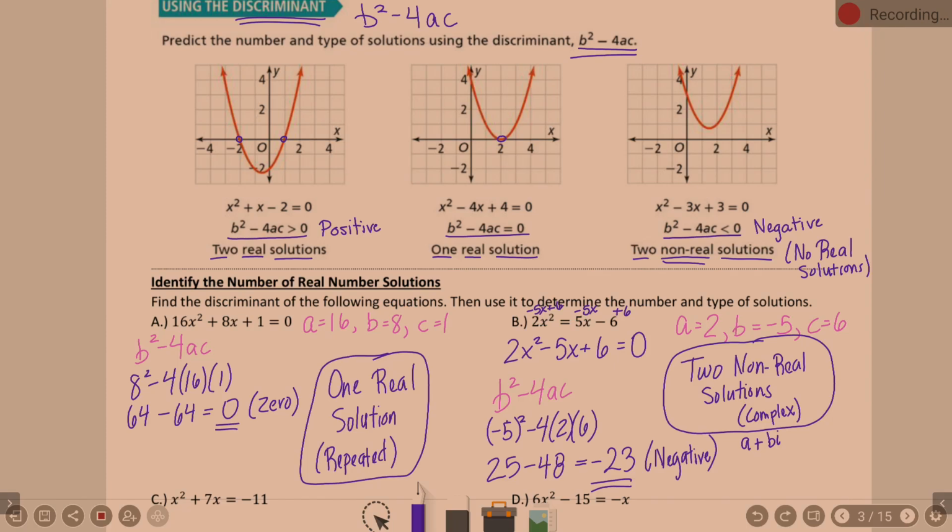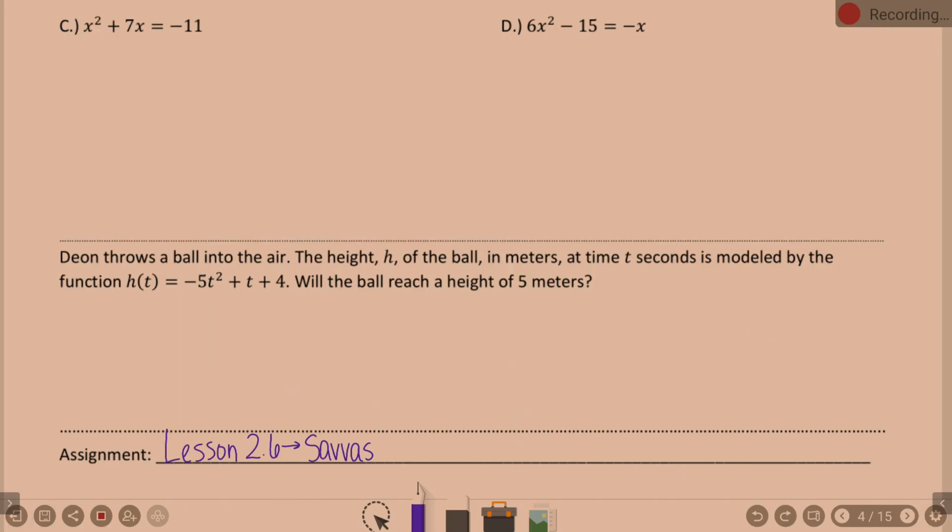Okay, let's try a couple more real quick just to practice what kind of solutions they're going to be. C. x squared plus 7x equals negative 11. Adding 11. Okay, I've got to get this in a form so it equals 0. So I'm going to add 11 over. Now I have the equation x squared plus 7x plus 11 equals 0.